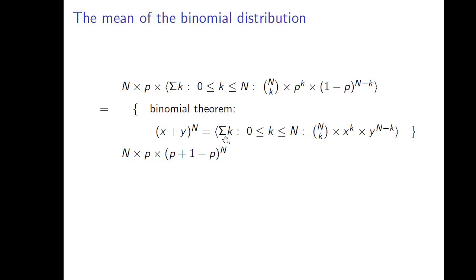And so this long summation becomes this nice compact expression, which simplifies: p minus p is 0, plus 1 is 1. 1 to the power of n is just 1, so that's 1, the unit of multiplication. So we're just left with n times p, which is the mean of the binomial distribution.